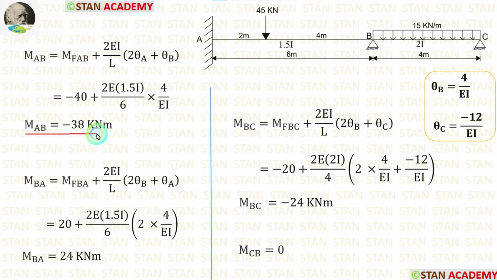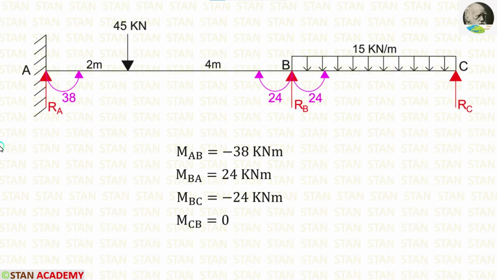Finally, we have calculated all of the moments. MAB is equal to minus 38 kilonewton meter, MBA is equal to 24 kilonewton meter, and MBC is equal to minus 24 kilonewton meter. In this beam, we have calculated all of the moments. For MAB, we have got a negative value. That means it is acting in the anti-clockwise direction. For MBA, we have got a positive value. That means it is acting in the clockwise direction. For MBC, we have got a negative value. That means it is acting in the anti-clockwise direction.